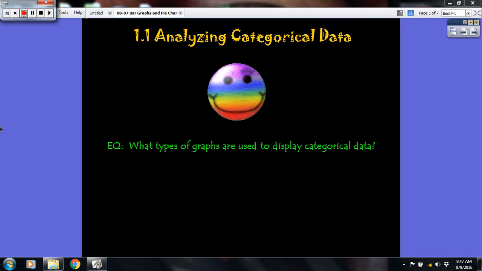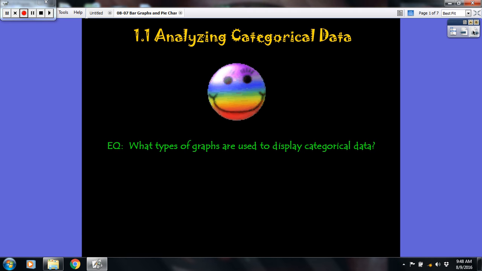Once you get your textbook, you will be able to see that this is in section 1.1, Analyzing Categorical Data. The essential question for today: what types of graphs are used to display categorical data? So yesterday we were introduced to categorical data and quantitative data. Today we're just going to be really talking about how we can organize and display categorical data.